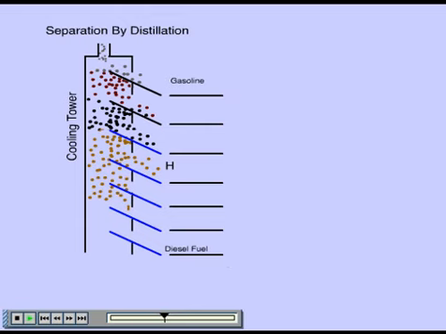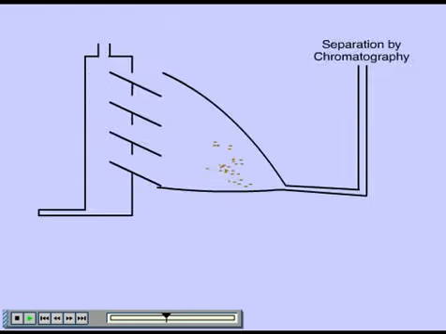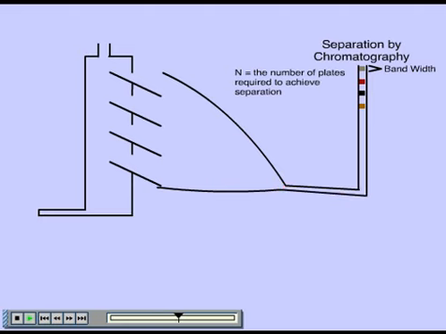In chromatography, we are concerned with the width of the compound band as it passes through the column. The width of the band is analogous to the theoretical plate height. The narrower the band, the thinner the plate, and the better the resolution. Also, thinner theoretical plates allow more plates to be present in a column.